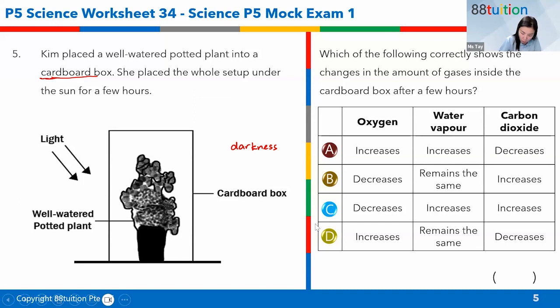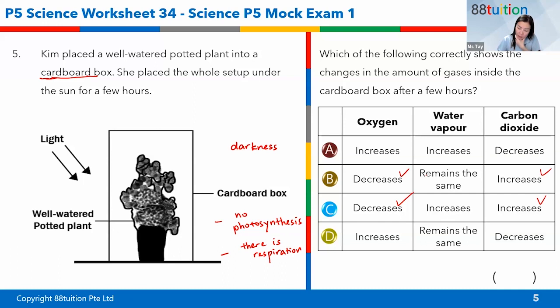So there's darkness. So no photosynthesis, no oxygen. So the plant can only take part in respiration, right? During respiration, plants take in oxygen and give out carbon dioxide. So carbon dioxide will increase, oxygen will decrease. What is our answer now? Okay, increase, increase, decrease, decrease.